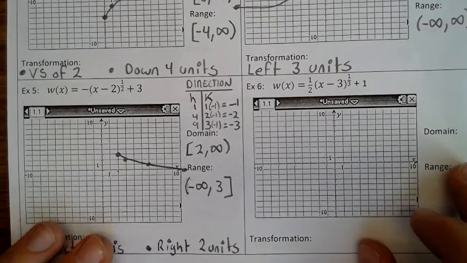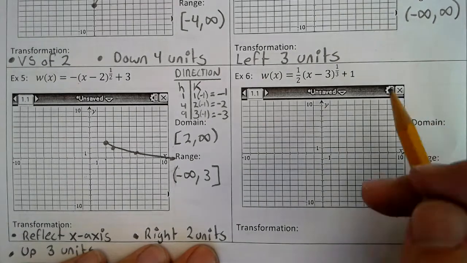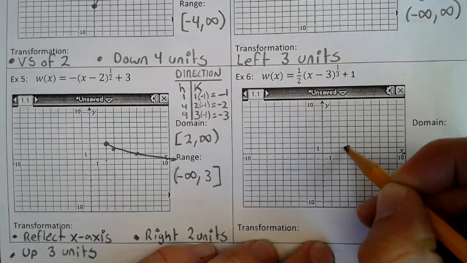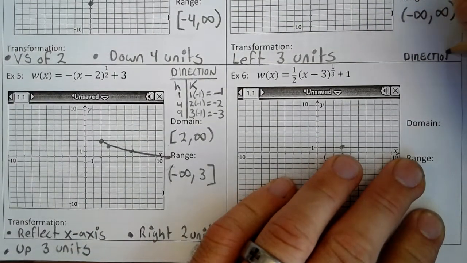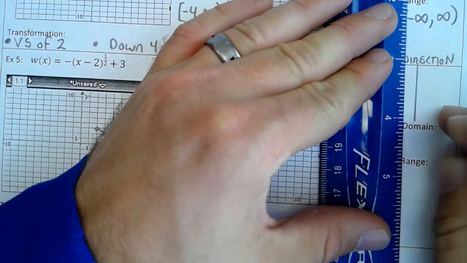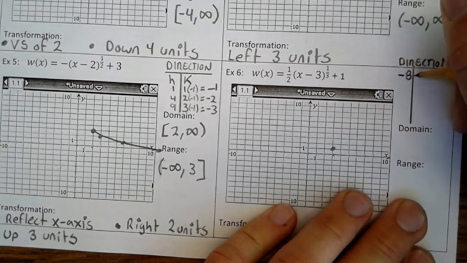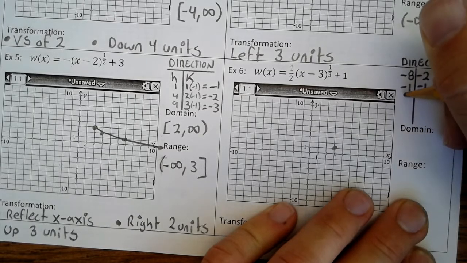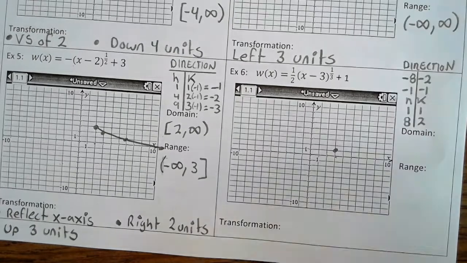And let's look at example 6. All right, so we move the vertex, it looks like right 3, and then up 1. And then we're going to graph by direction. So -8, -2, -1, -1, HK, 1, 1, 8, 2.